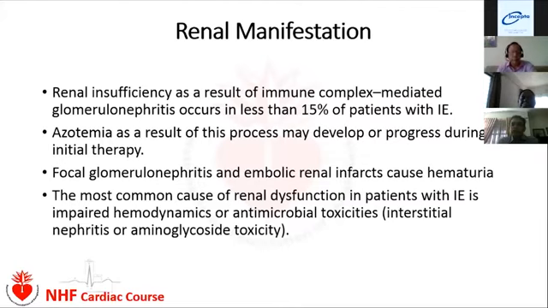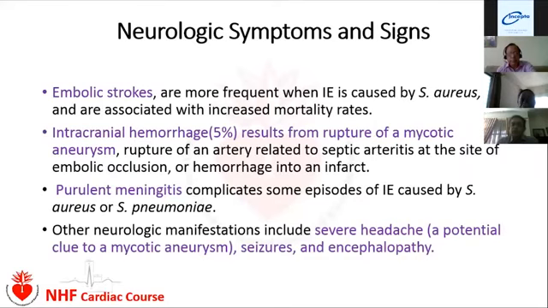The neurological symptoms can be of embolic stroke, or intracranial hemorrhage due to ruptured mycotic aneurysm. There can be purulent meningitis, and there can be other things like severe headache, seizure, and encephalopathy.